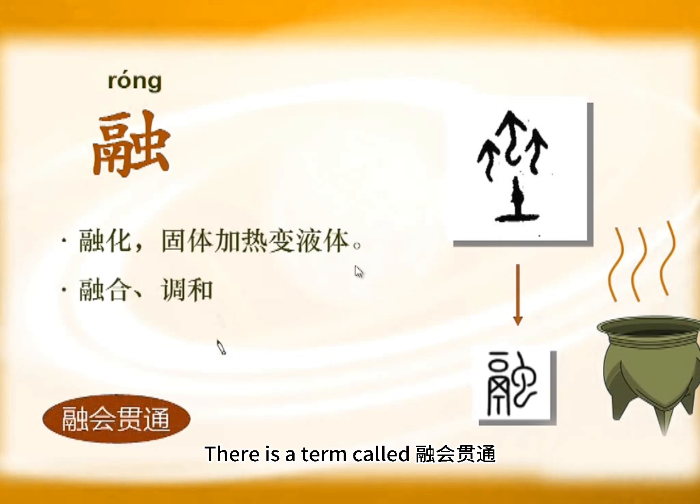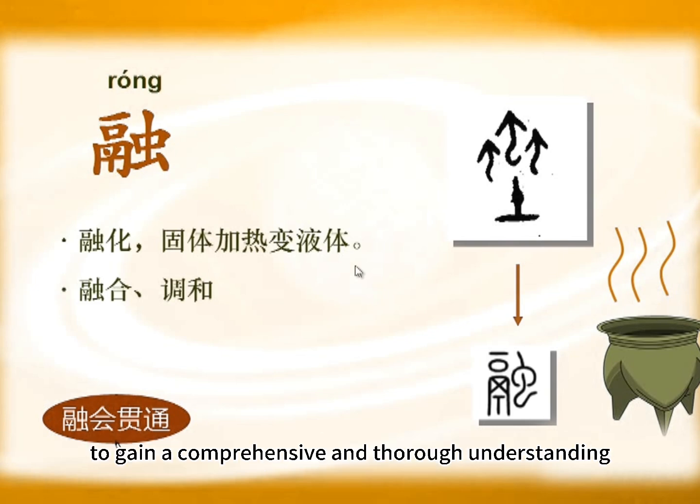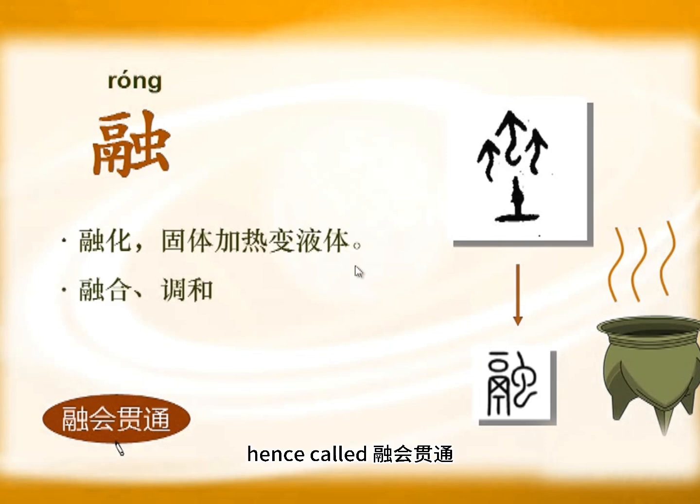There is a term called 融会贯通, which means to integrate knowledge from various aspects or principles together, to gain a comprehensive and thorough understanding. Just like blending and melting all things together, combining them as one, hence called 融会贯通.